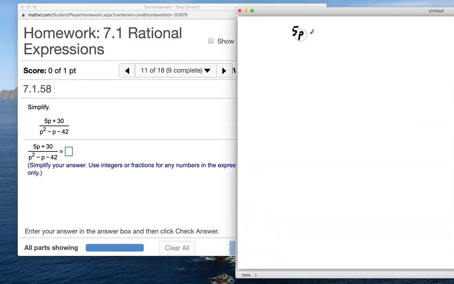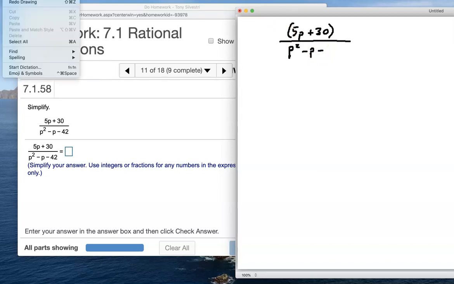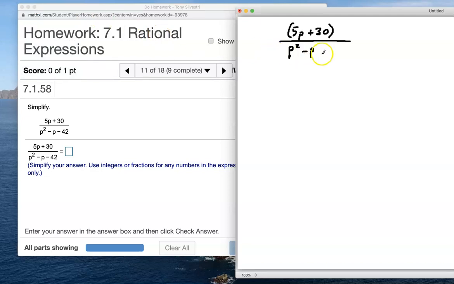At this point, what you should do is automatically get into factor mode. Everything that you see in Algebra 2 needs to be factored. Whenever you see a p squared in a variable and then a number, where did that come from? Edit, undo drawing. Okay. So this is going to be a minus 42. And that's a bundle in itself too. Got to get into factor mode.